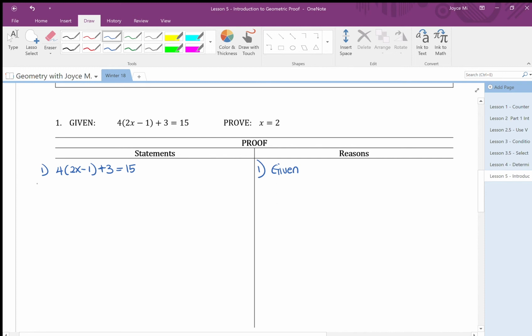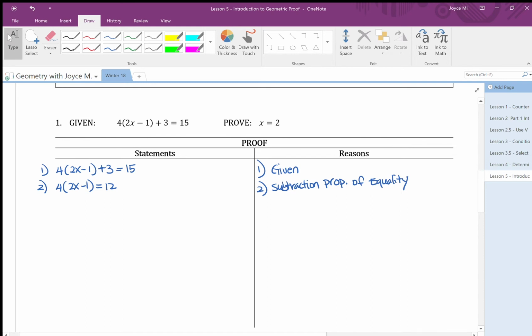Next, how will you solve this question? I could subtract 3 from both sides. Some say they want to do the distributive property first, so whichever way you do it is totally fine. Let's say I subtract 3 from both sides. Then I would have 4 times (2x minus 1) equals 15 minus 3, which gives me 12. Since from step 1 to 2 I subtracted 3 from both sides, I say subtraction property of equality. I'm going to abbreviate that.